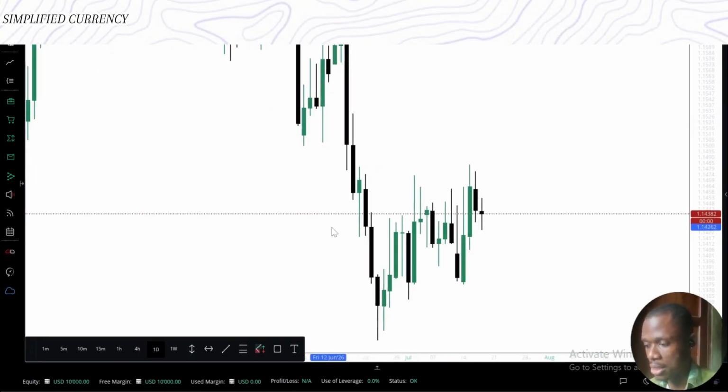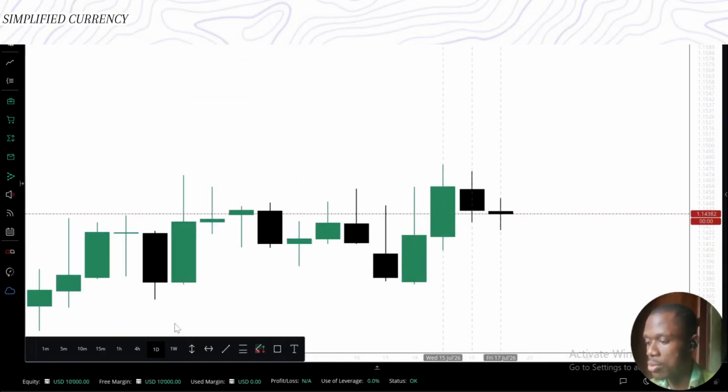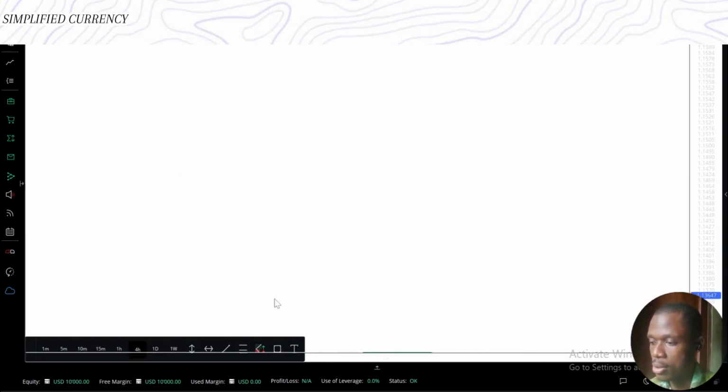So let me just mark it out like I usually do. So we have this day, I'll mark the previous day, then I'll mark the day ahead. This is how I trade. Good. So now that we've marked all of this setup, what I want to do next is now go over to the lower time frame, which is my 4 hour time frame.